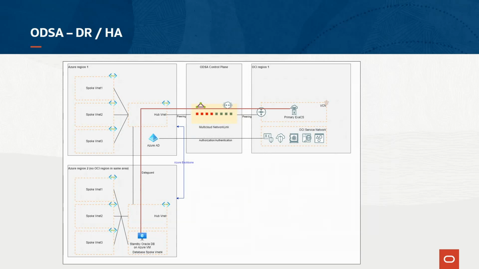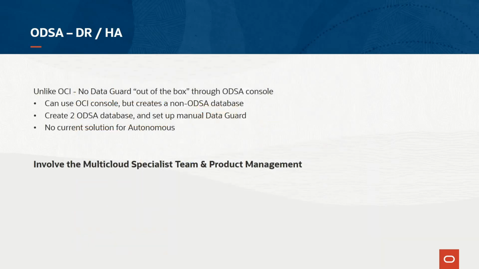There are quite a lot of things to think about in this scenario, so it's not something that we can easily discuss just what you should do. It really depends on the customer, it depends on what the customer wants, and it depends on the latency that the application can accept, etc. So as we said, you can use the OCI console, but it creates an OCI database that ODSA doesn't know about, so you don't want to do that. So the solution, if you want to use ODSA with standby databases, is to create those two ODSA databases and set up manual Data Guard between them. That also means that there is no current solution for Autonomous.